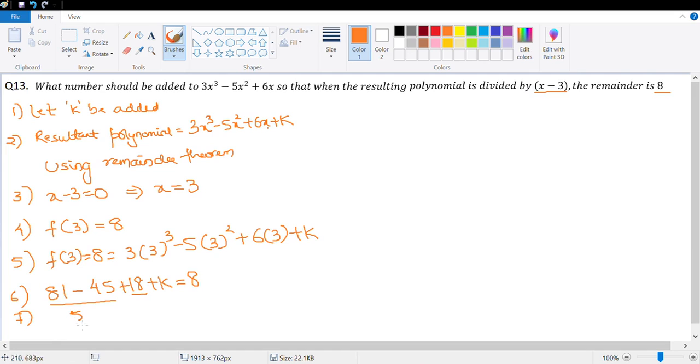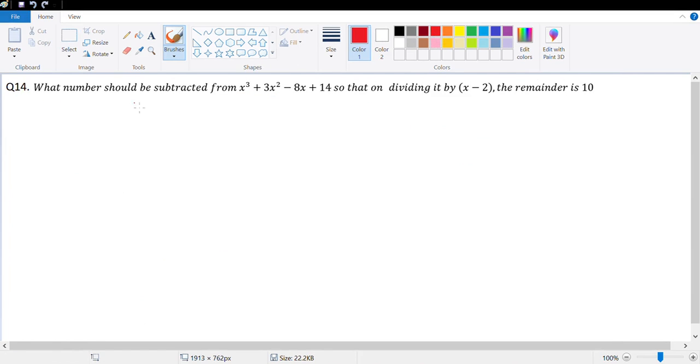So this is 54 plus k is equal to 8, which means k is equal to 8 minus 54. Therefore, k is equal to negative 46. So we will need to add negative 46 to the given polynomial so that when the resulting polynomial is divided by x minus 3, the remainder will be 8. Good. Let's look at the next question. The next question that we do is question number 14.